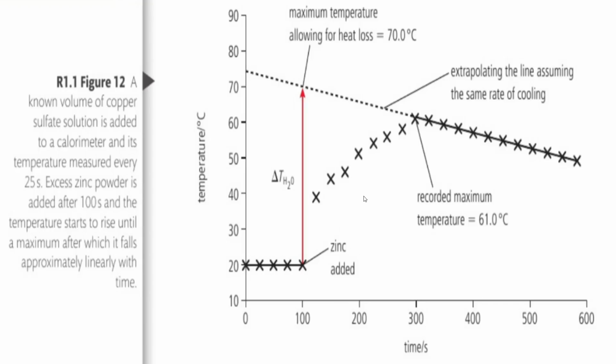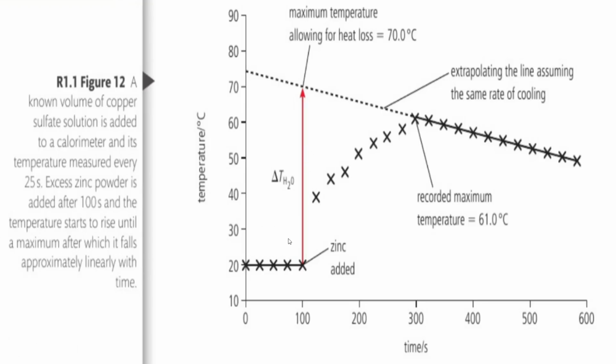So it is possible that you might see on your exam that you need to extrapolate data, or kind of create a line of best fit. So if you're given a problem such as a known volume of copper sulfate solution is added to a calorimeter and its temperature measured every 25 seconds. Excess zinc powder is added after 100 seconds and the temperature starts to rise until a maximum, after which it falls approximately linearly with time.